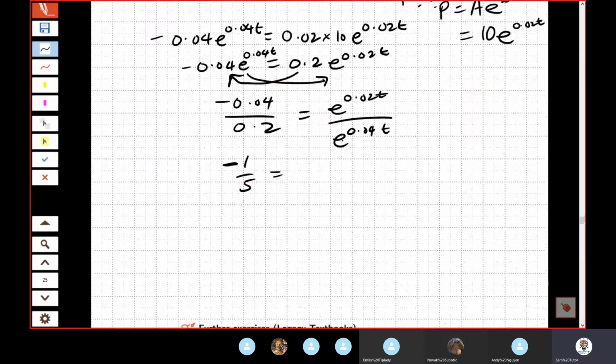But anyways, now, what do we know we can do when the bases are the same to the powers? What can we do to the powers? Bases are the same, divided. Subtract. That's an easy one. 0.02 take away 0.04 gets me negative 0.02t.